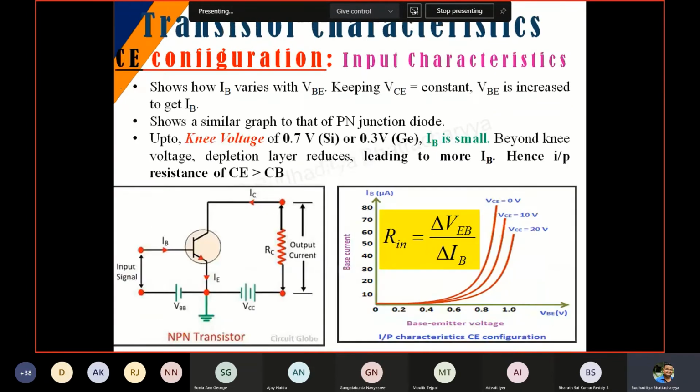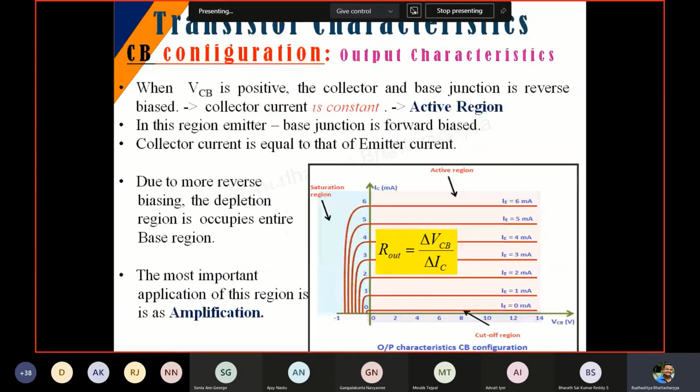On the other hand, if I consider the other region, which is the active region, if you observe the active region over here, if I keep it in the active region, this ideally is used when we require amplification.